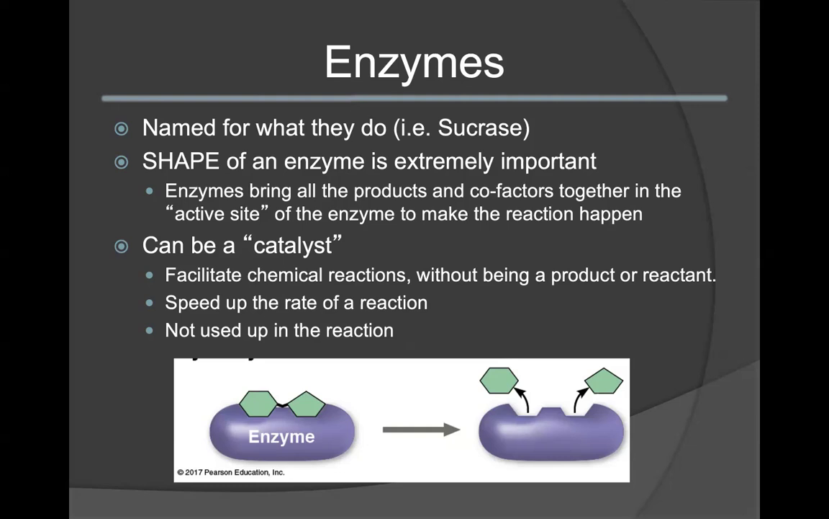Many enzymes can be considered a catalyst because they facilitate chemical reactions. They are not used up in the reaction, which means that they do not change the product or the reactant. They simply provide a space for this reaction to occur. They also speed up the rate of reaction and make the reaction more feasible to be carried out in the cell. They're not used up in the reaction, so they can be used in multiple reactions sequentially.